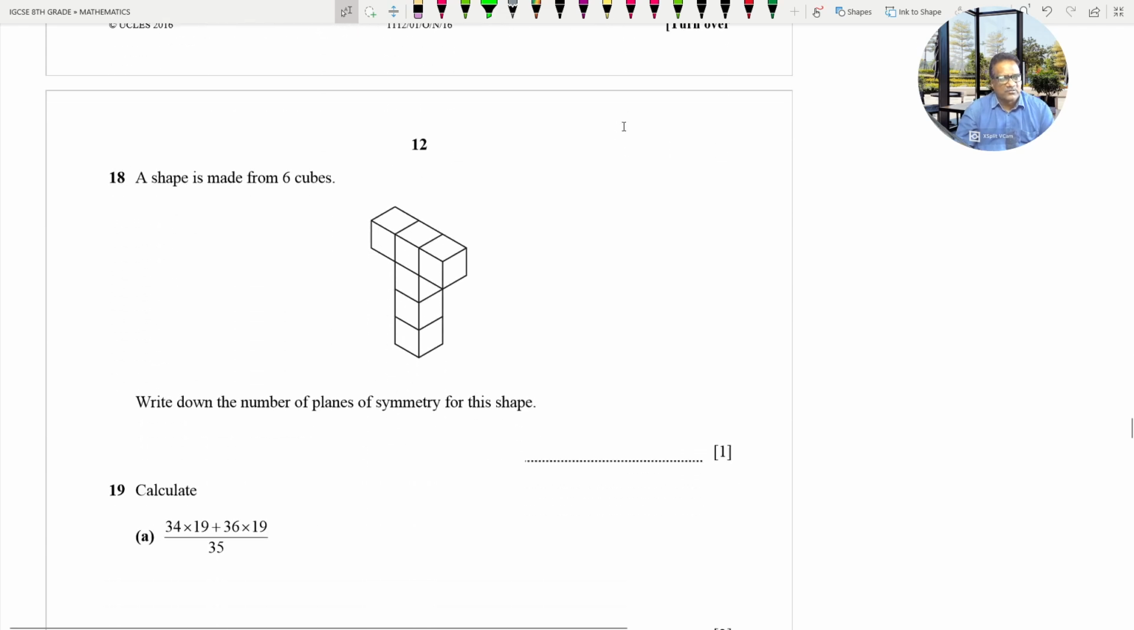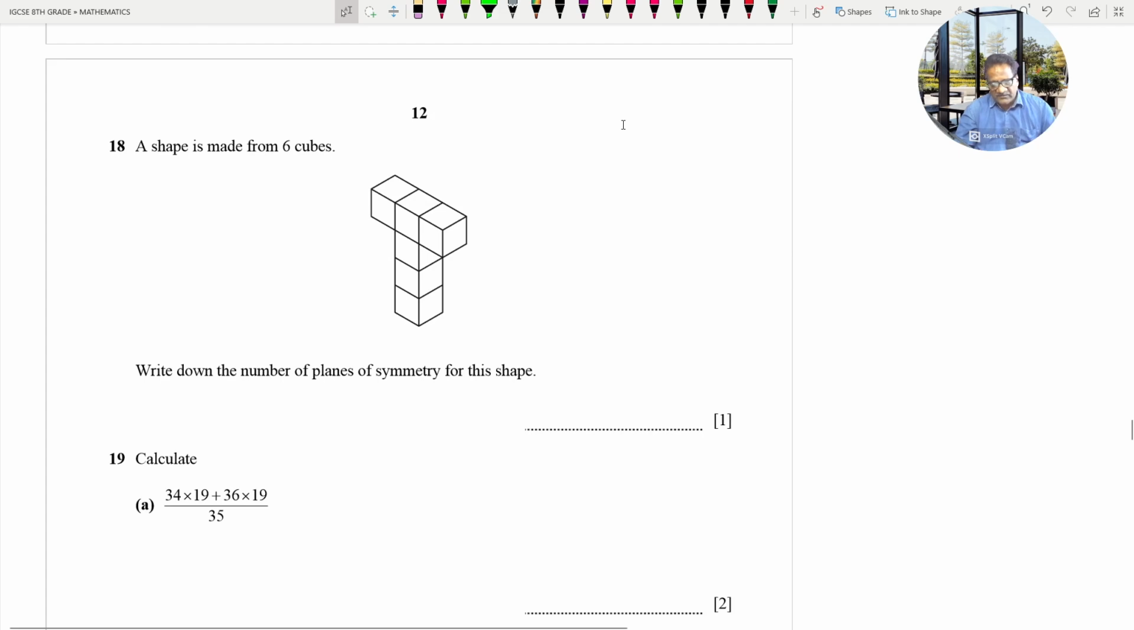Now let us move on to question number 18. Question number 18 says that a shape is made from 6 cubes. So these are the 6 cubes: 1, 2, 3, 4, 5, 6. Write down the number of planes of symmetry of this shape.